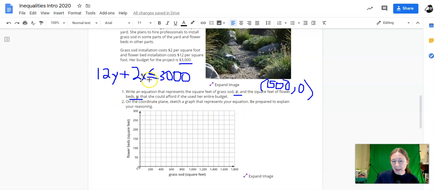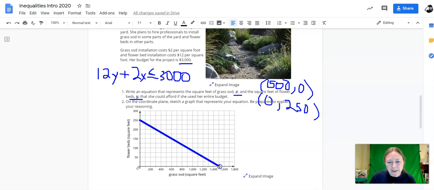Next, we plug in 0 for x. If x is 0, then 12 times y is 3,000, and y would be 250. So the point 0, comma 250 is also on the graph. You see how in standard form it's really easy to just find the x and y intercepts, just plug in 0 for one of the variables and solve for the other. So I'll put those 2 points on the graph. Here's 1,500, 0 right there, and there's 0, 250 right there, and we'd connect them with a line. So I'm going to grab a line tool and do that.